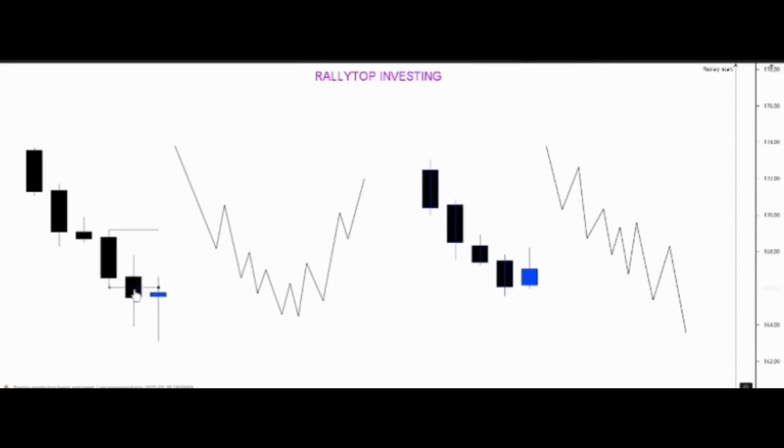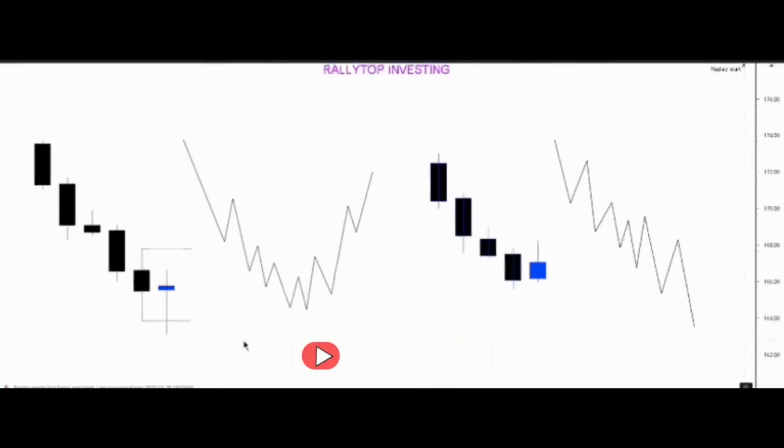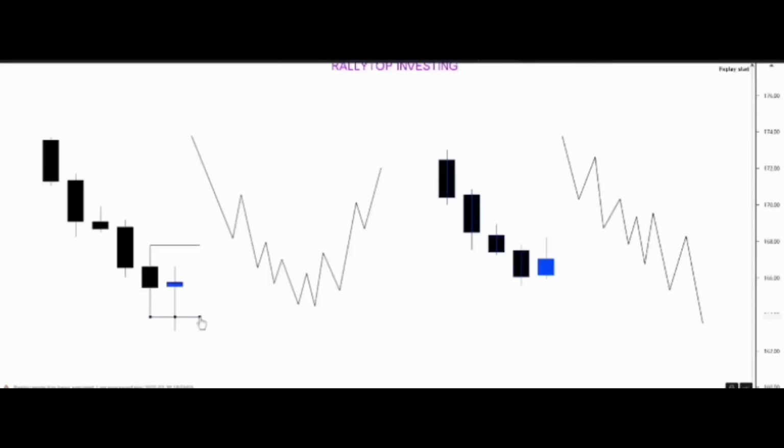And then the next day it printed this candle. Mark out the high and the low as well, like so. And this is the low of this candle. Now, what do you observe here? You see that for the first time in 1, 2, 3, 4, 5 days, this is the 5th day, and price broke through the low.